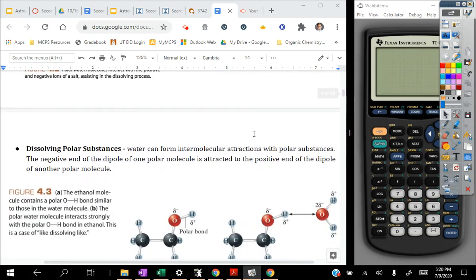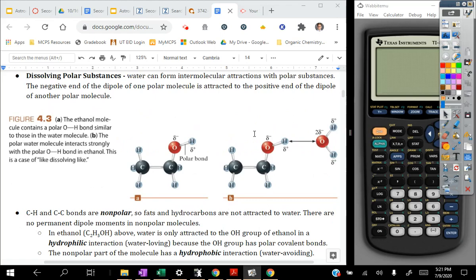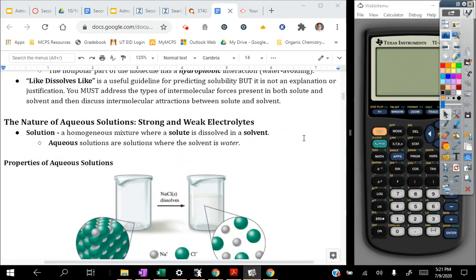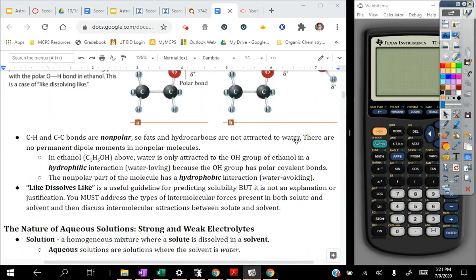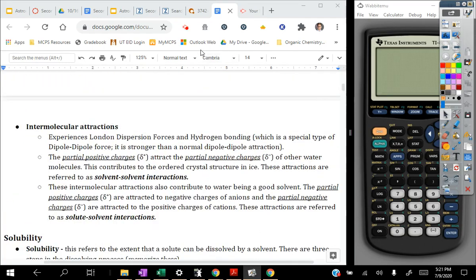Okay. In our next lesson, we'll talk about dissolving polar and nonpolar substances and the nature of strong and weak electrolytes. That is all for today.